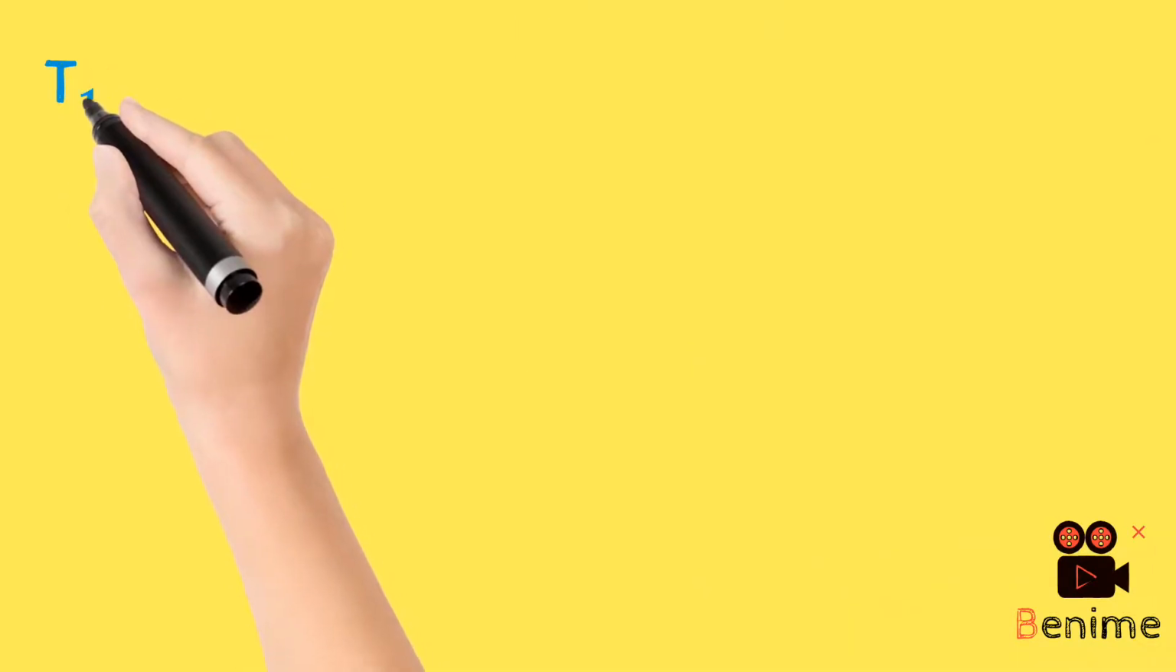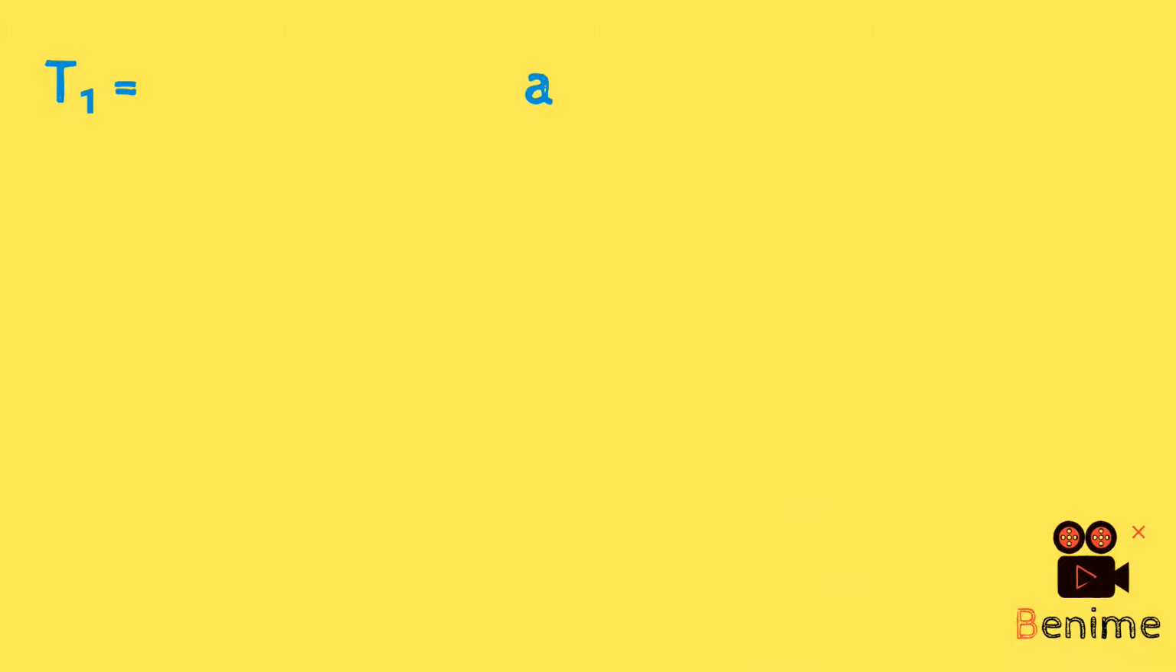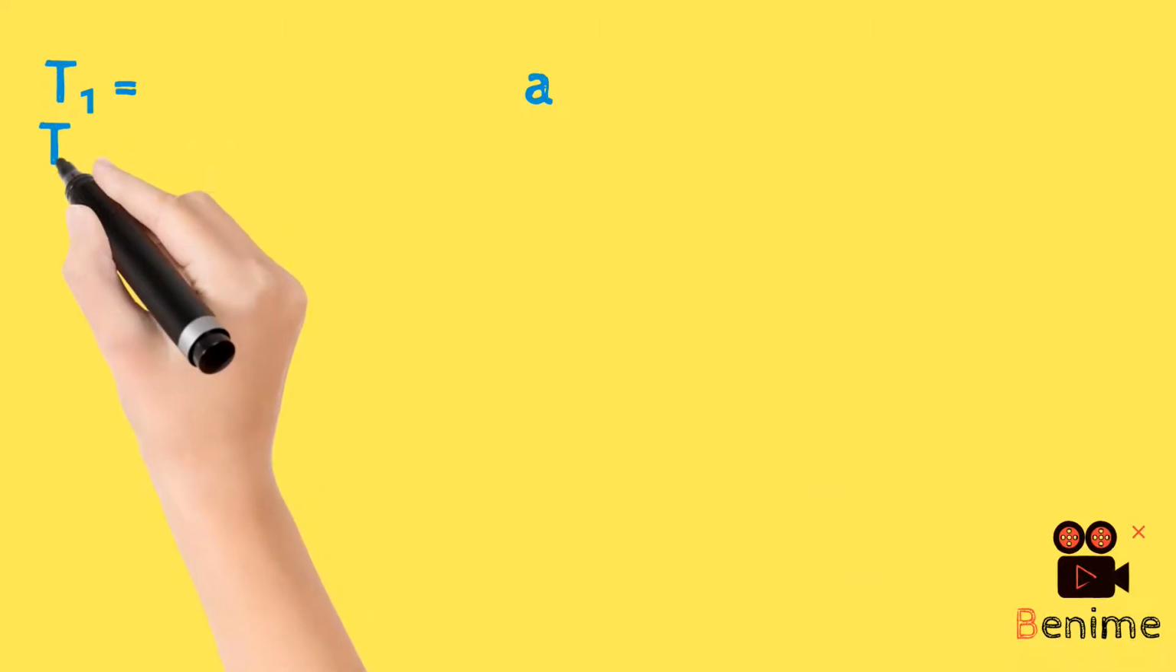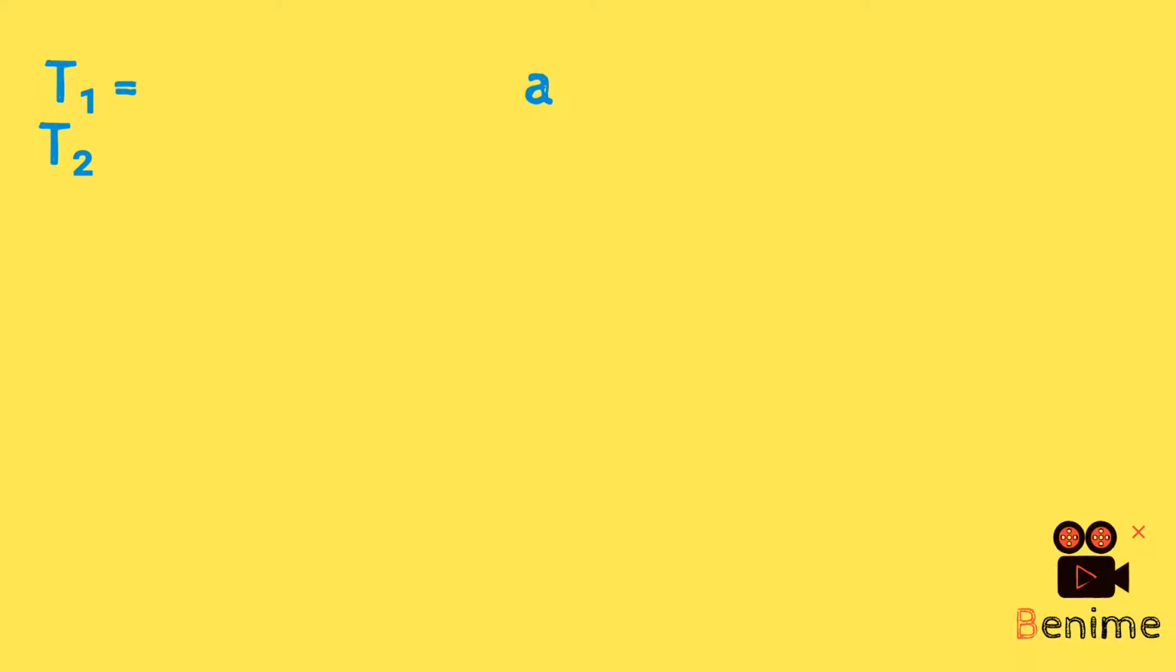So let's consider something now. T1, that is the first term, like I've said, is represented by A. Now T2: to get your second term, you have to add the common difference to the first term.